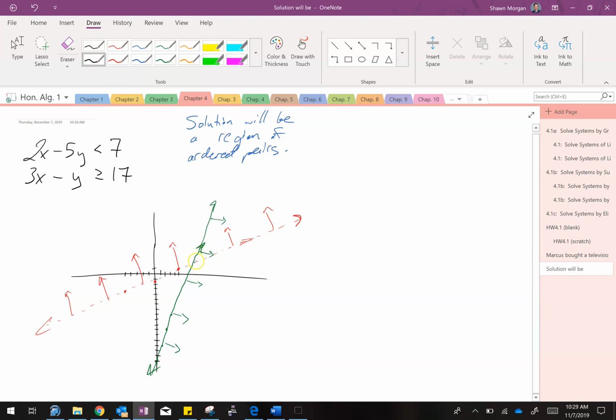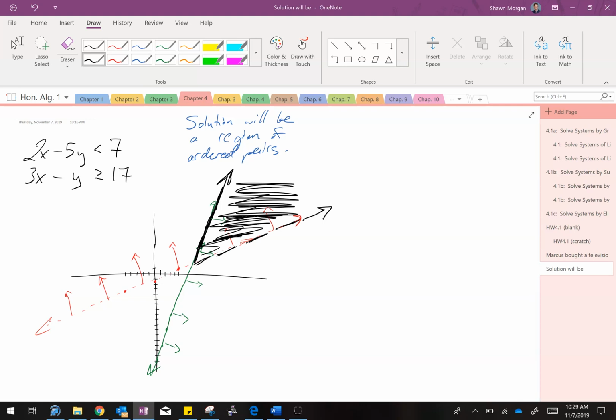So our solution would include points on the green line, not on the red line, and then anything where? In between. Okay, anything in between. And that's all there is to it. That's how you would graph out a system of inequalities. That's how you would solve a system of inequalities. You're looking for the points that would make a true statement.